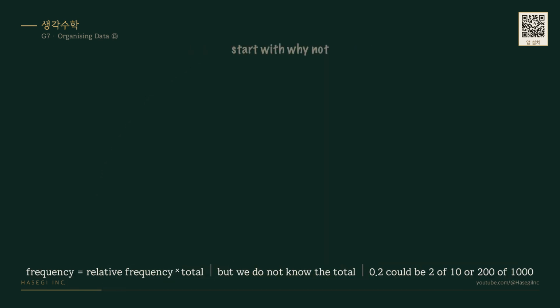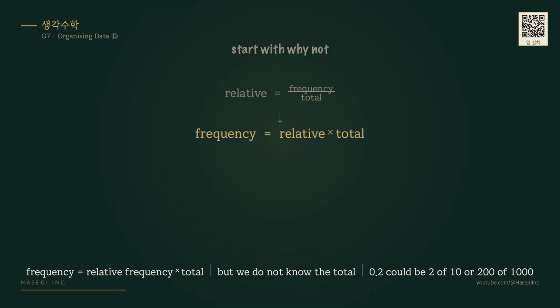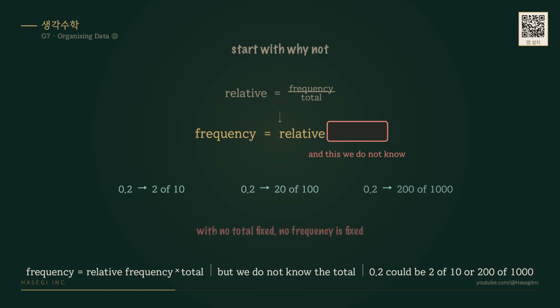Start with why not. A relative frequency was the frequency divided by the total. So to undo it, we multiply both sides by the total. Frequency equals relative frequency times the total. But the total is right there in the formula. Without it, there is nothing to multiply by. 0.2 could be 2 out of 10 or 200 out of 1,000.